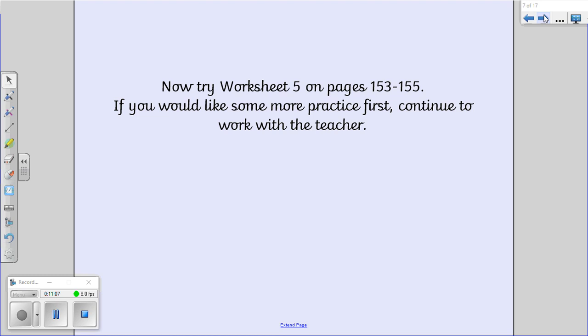Okay, so if you are feeling confident about looking at line graphs and drawing line graphs, then we would like you to have a go at working out worksheet 5, which is on pages 153 to 155. However, if you're feeling a bit unsure still and you would like to go through some more practice with me, then you can continue watching this video. If not, you could pause the video, have a go at the worksheet, and then come back to look at the rest.